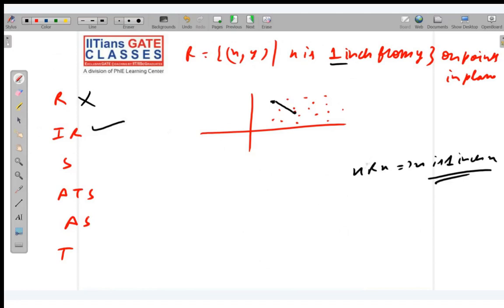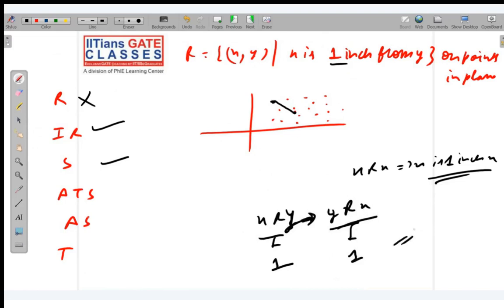What about symmetric? See, when x is at a distance of 1 inch from y, then y is also at a distance of 1 inch from x. Symmetric, 100%. So apply the definition: x related to y implies y related to x. X related to y means the distance is 1 inch, so obviously here also we have 1 inch. So when x is related to y, 100% is guaranteed that y will be related to x. That's it. Symmetric.